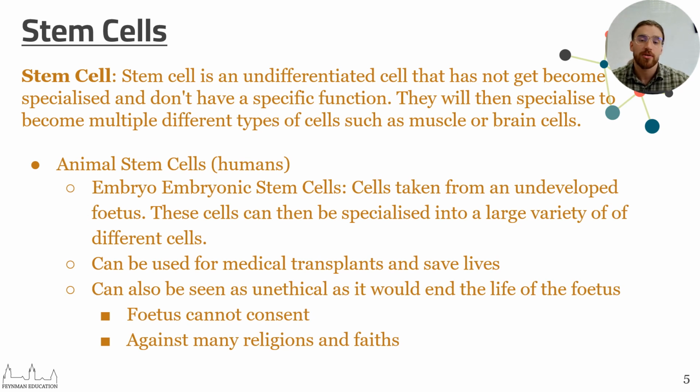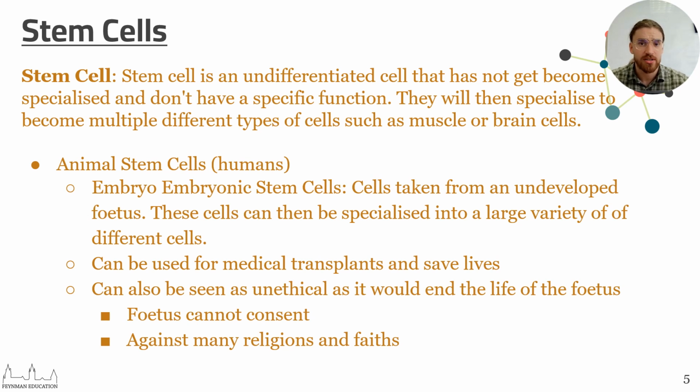So we've come across the word stem cells. Now, what are stem cells? Stem cells are undifferentiated cells that have not been specialized and don't have a specific function. In the previous section, we talked about specialized cells, which are cells that are adapted to perform a certain function, like your nerve cells, your muscle cells. But stem cells are cells that could become anything.